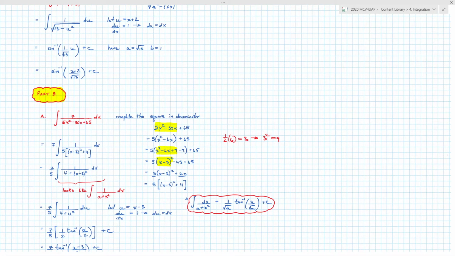Now, that 5 that's hanging out in front of the denominator, I can take that outside the integral sign. And so I get 7/5 in front of the integral. And now, inside the squared brackets, I've just reversed the order in which I've written them. So instead of writing x minus 3 squared plus 4, I've written 4 plus x minus 3 squared. The reason I've done that is because now it looks like the integral of 1 over a plus x squared.